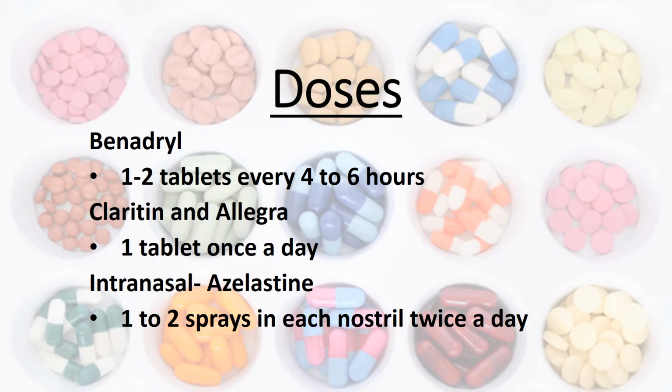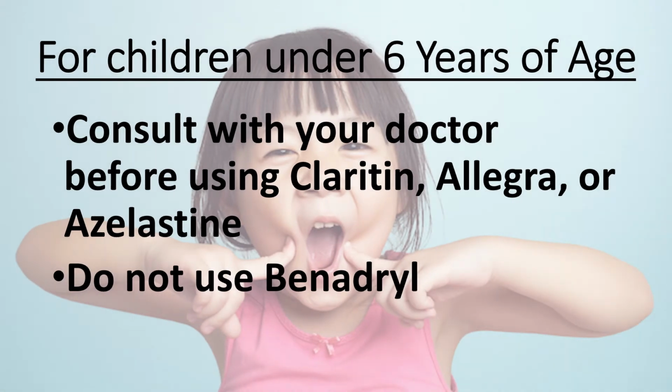Benadryl should be administered in 1 to 2 tablets every 4 to 6 hours. Claritin and Allegra is 1 tablet once a day, and intranasal ozalastin is 1 to 2 sprays in each nostril twice a day. Children under 6 years of age, consult with your doctor before using Claritin, Allegra, or ozalastin, and do not use Benadryl.